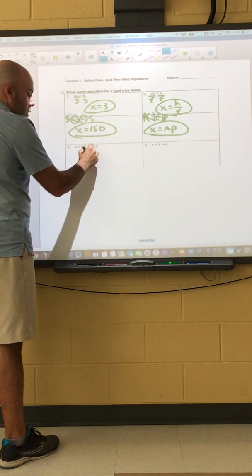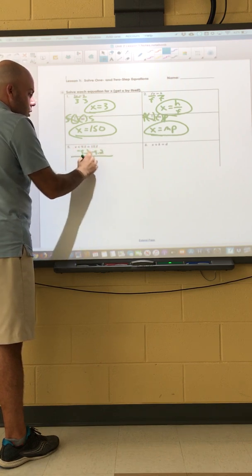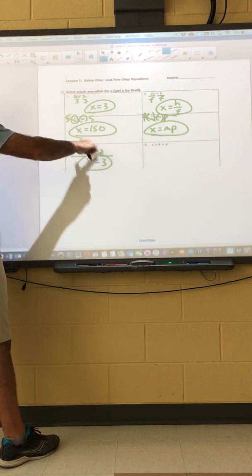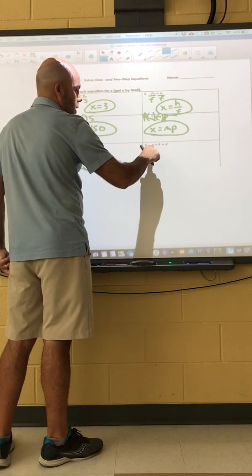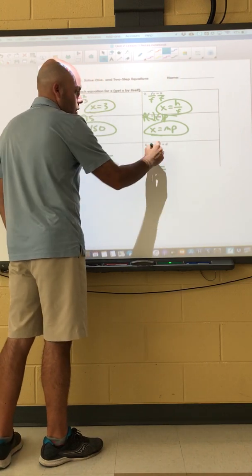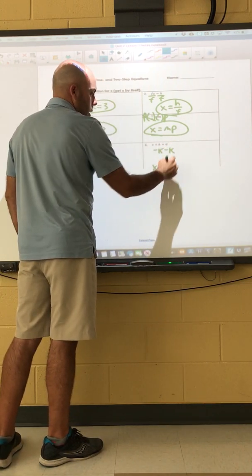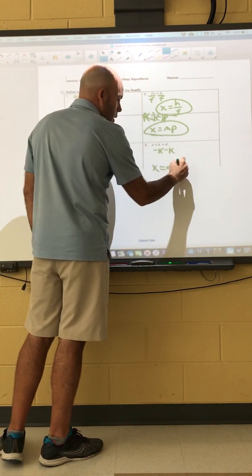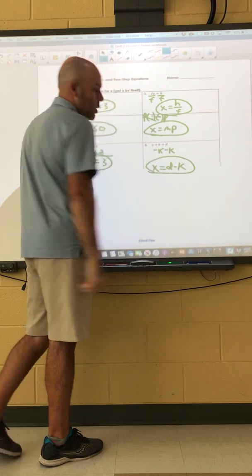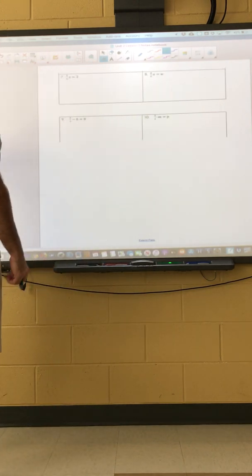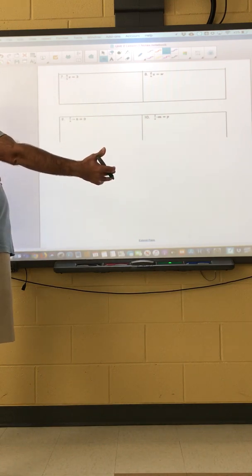Next, I see x plus 9.2 equals 12.2. Well, I'm going to subtract 9.2 from both sides. So now I get x equals 3. Now in this case, these were like terms, so I could just subtract them. Over here I have x plus k equals d. Well, I want the x alone, so I'm going to go minus k. Well, now I have d minus k. I can't actually do d minus k, so I just write d minus k. That's what x is going to equal. So again, these are all considered one-step equations. I'm one step away from the answer.